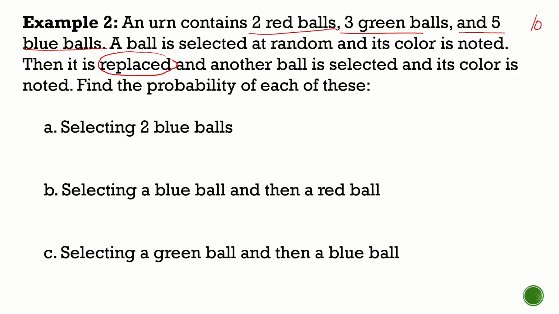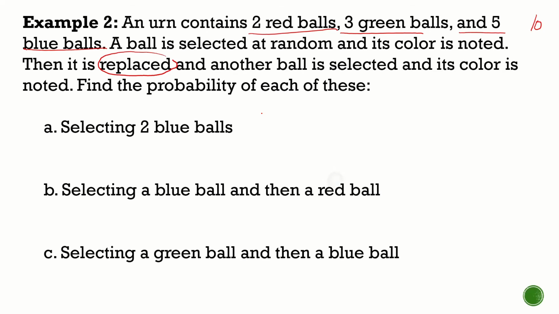So we will pick how many? We will pick 2. So a ball is selected at random and it's noted and then replaced, and another ball is selected. So you will pick twice. All right. So on the first pick, what's the probability of letter A? The first question is selecting 2 balls.